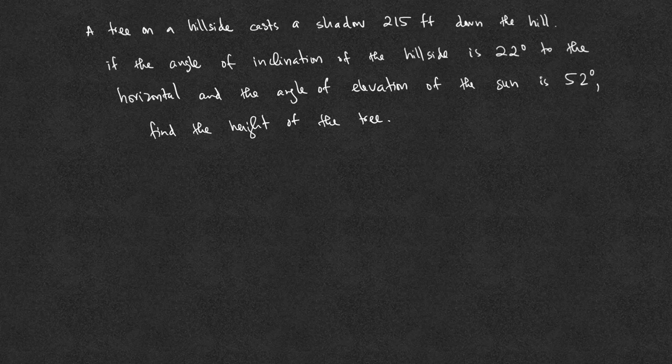A tree on a hillside casts a shadow 215 feet down the hill. If the angle of inclination of the hillside is 22 degrees to the horizontal and the angle of elevation of the sun is 52 degrees, find the height of the tree.